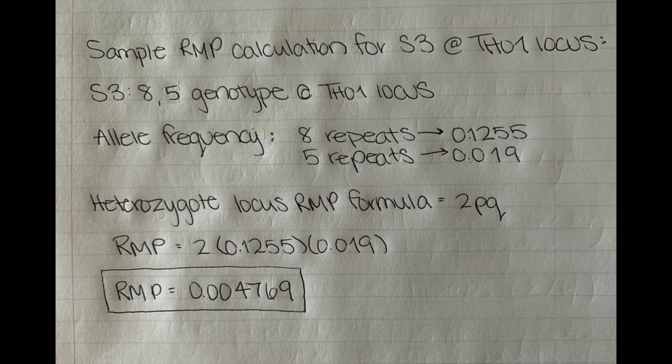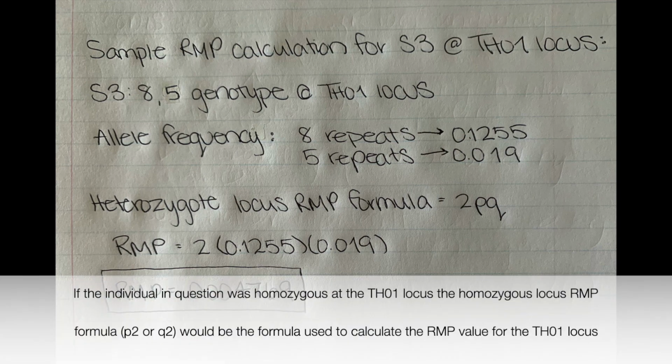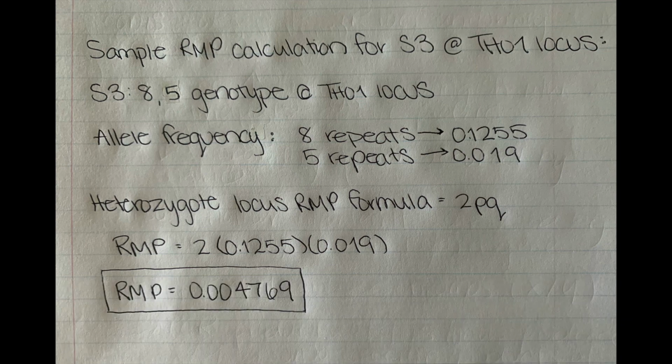Here I have included a sample RMP calculation for suspect 3 at the TH01 locus. This is simply determining the probability that suspect 3 matched the crime scene DNA exactly at the TH01 locus. As you can see, you simply use the heterozygote locus RMP formula, 2PQ, to determine RMP. As calculated here, it is apparent that there is a very low probability of this match occurring by chance. However, analyzing more than one locus would ensure that this chance decreases.